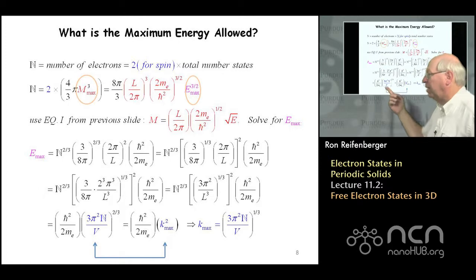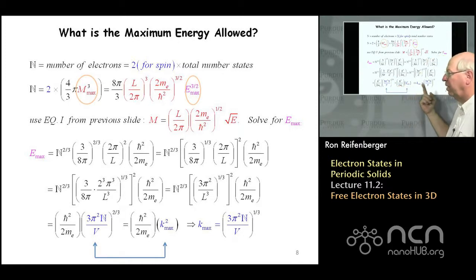And so this expression here, 3 pi squared N over V raised to the 2/3 power, that's often written as K max squared. And we've got this very nice expression now between the maximum K vector allowed and the number density of electrons in the solid, right? So this is an important argument.